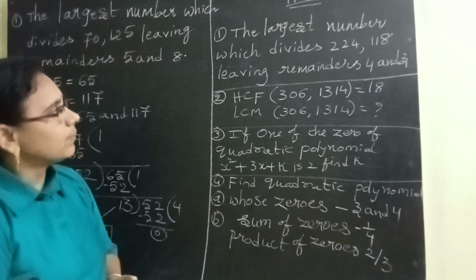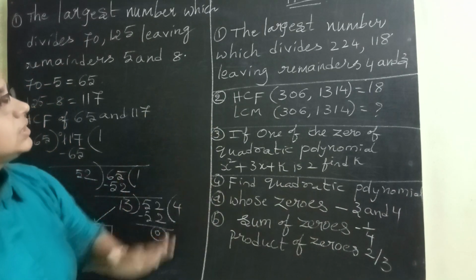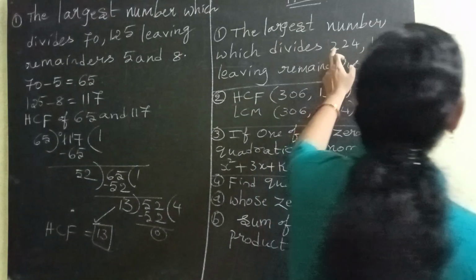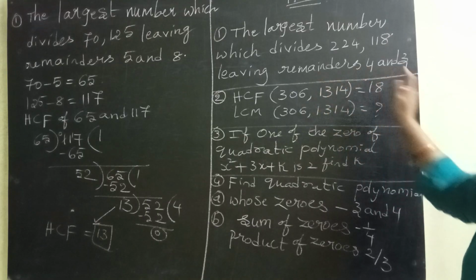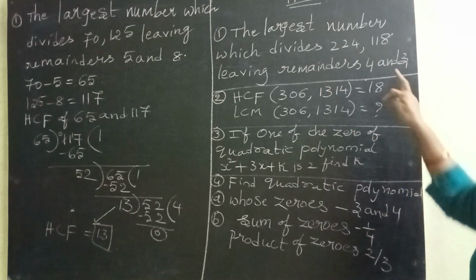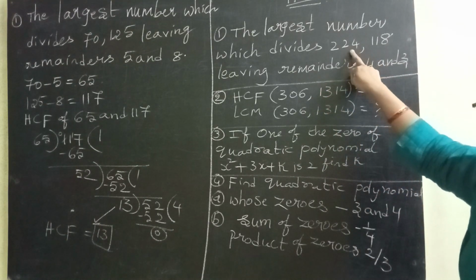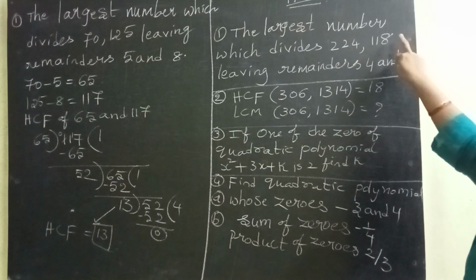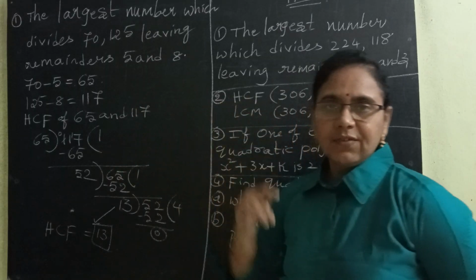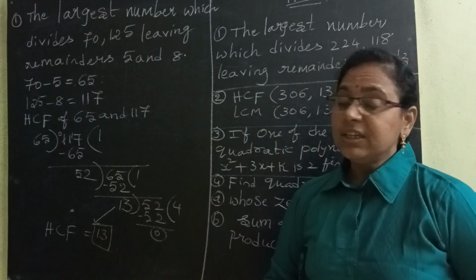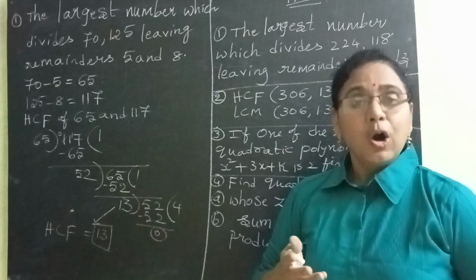Same like that question: the largest number which divides 224 and 118, leaving the remainders 4 and 3. Subtract the first remainder from the first number and the second remainder from the second number, then you will get two numbers. Find the HCF of those two numbers. If he gives only a single remainder, how can we do?